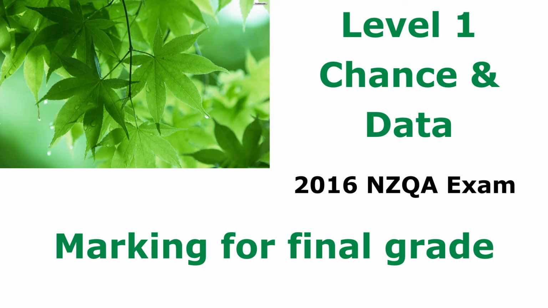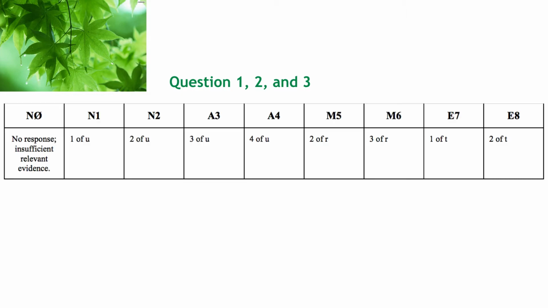Here is some marking information to work out your final grade in this exam. The first thing we've got to do is work out your grade for each of the 3 questions: question 1, question 2, question 3. You will have been marking each part answer that you have done with either a U, an R or a T. So if I take question 1 for example, here is the marking grid that we work out with.